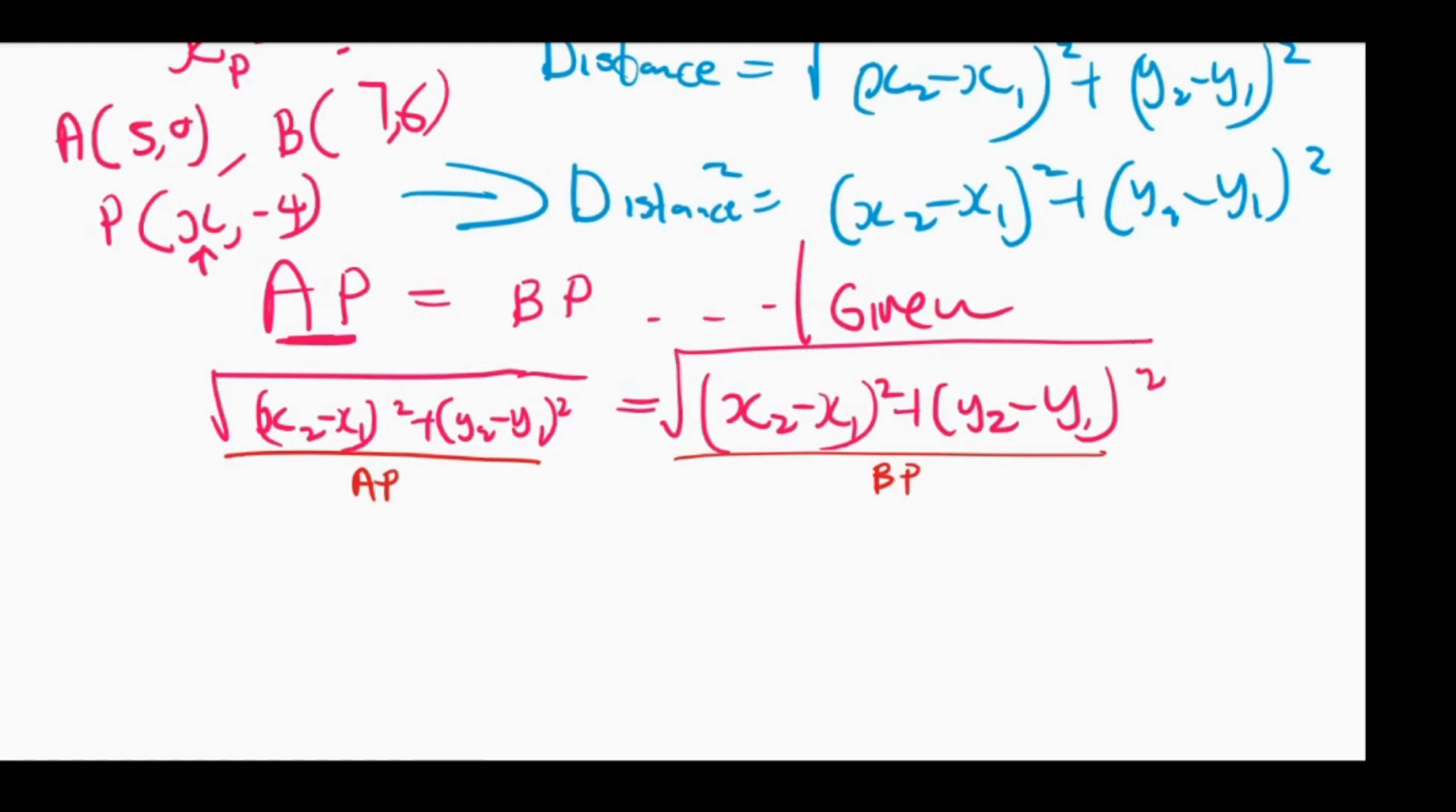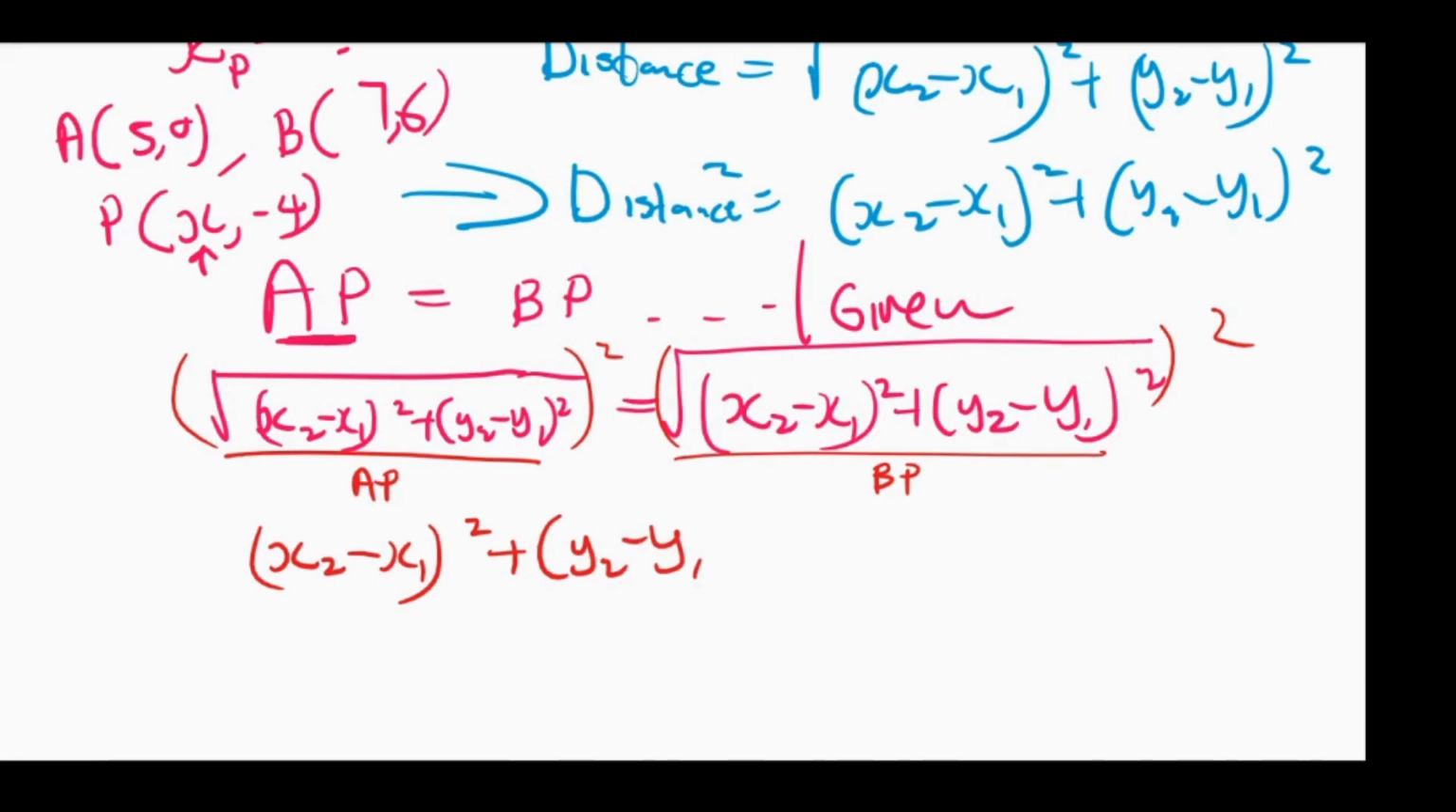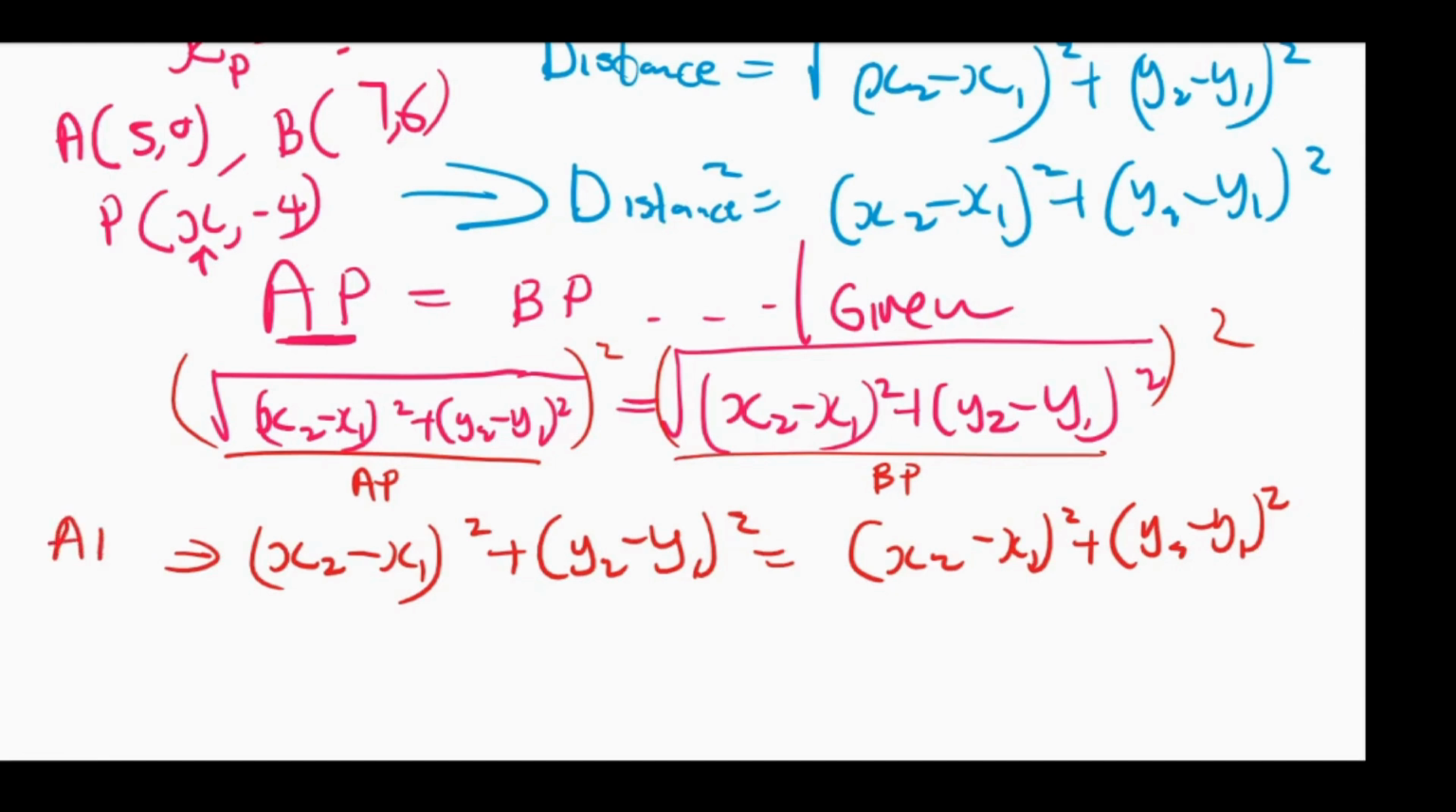So we're just going to remove the square root. To remove the square roots, we're going to square both sides, so they'll disappear. We'll remain with x2 minus x1 all squared plus y2 minus y1 all squared equals x2 minus x1 squared plus y2 minus y1 squared. Remember that this is for AP and this is for BP. So let's substitute those values. Let's substitute the value of AP.